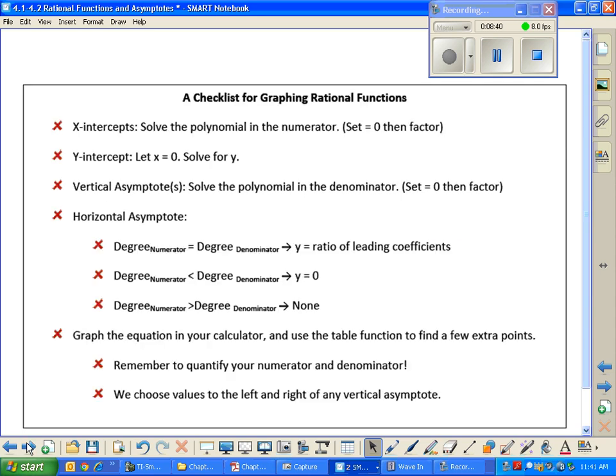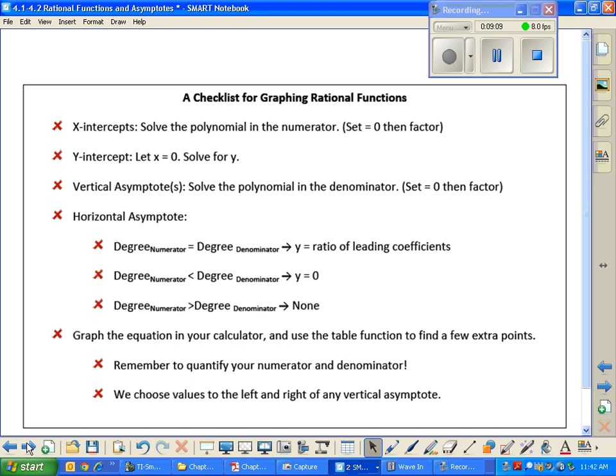So with that, there's 4 elements you're going to have to try to find. They may not always exist for every graph. That's what's tricky about these problems, is that they're all kind of different. Sometimes you'll have a vertical asymptote, sometimes you'll have x-intercepts, other times you won't. So you're going to work to find all 4 of these pieces, but not every graph will have them. That's why we practice.